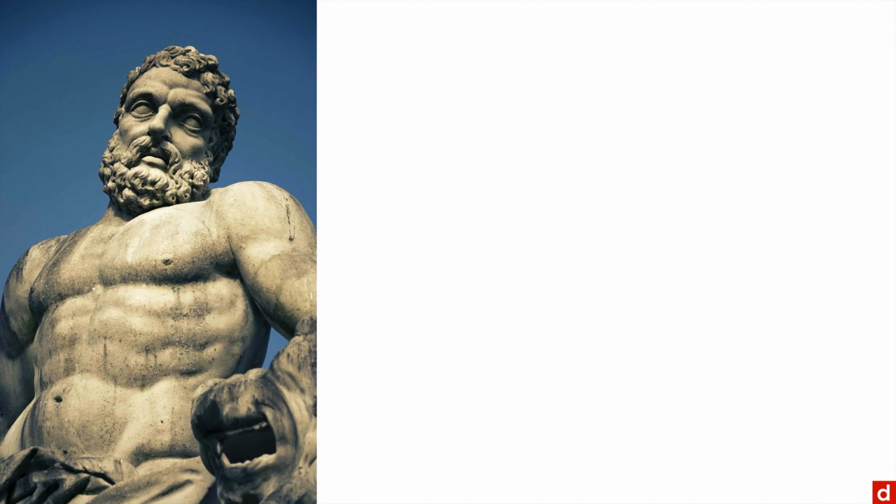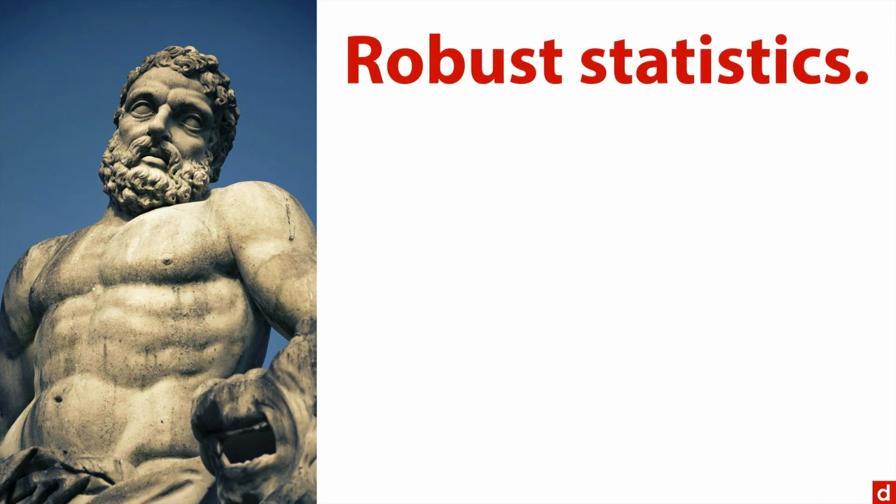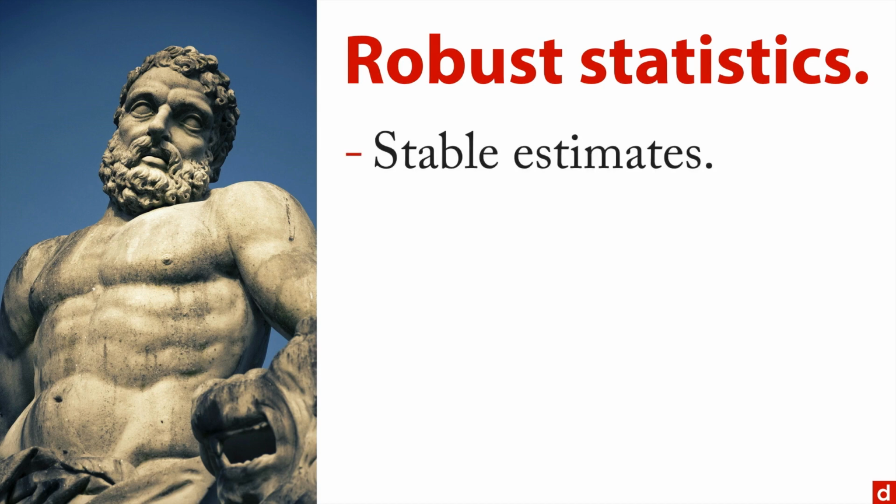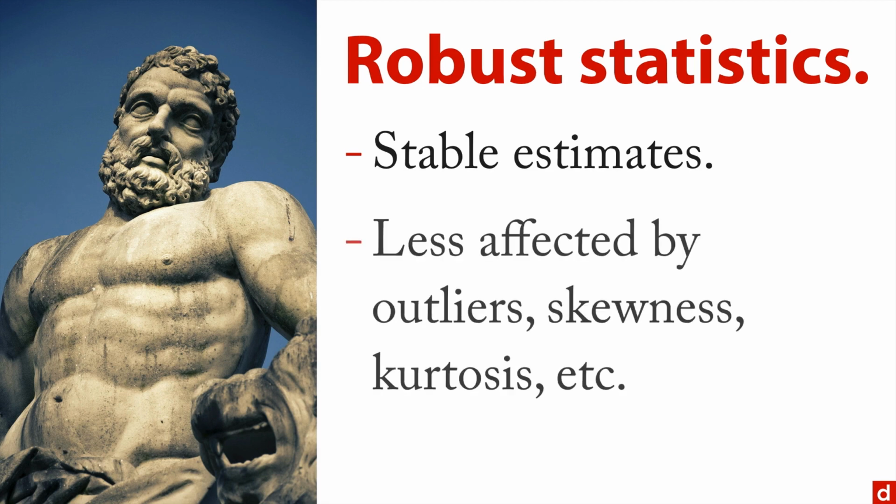This, by the way, is Hercules, a robust mythical character. And the idea with robust statistics is that they are stable, that even when the data varies in sort of unpredictable ways, you still get the same general impression. This is a class of statistics, an entire category, that's less affected by outliers and by skewness and kurtosis and other abnormalities in the data. So let's take a quick look.